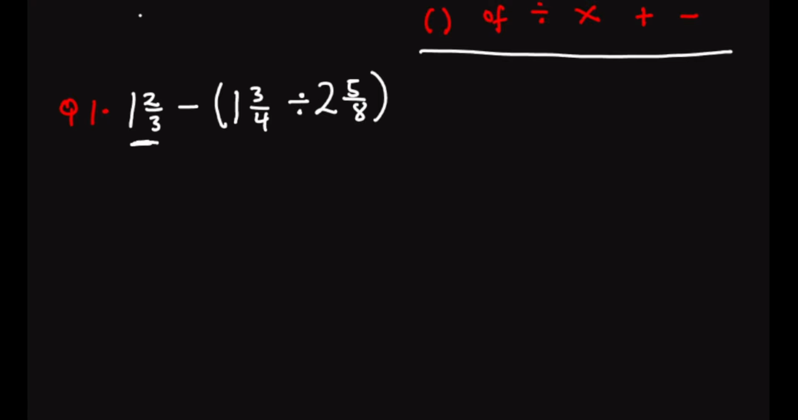So we start with this fraction here. We are going to multiply the whole number by the denominator, and then add the numerator to the answer we get. So 1 times 3 gives us 3, then plus the numerator 2. So 3 plus 2 gives us 5. So at the end of the day, you're going to have 5/3, then minus. Now we also change everything in this bracket to an improper fraction. So 1 times the 4 here gives us 4, then plus the numerator 3. So 4 plus 3 gives us 7.